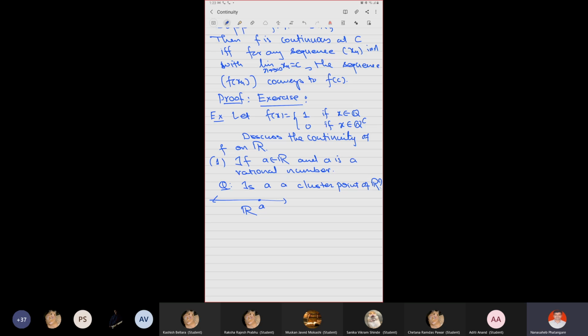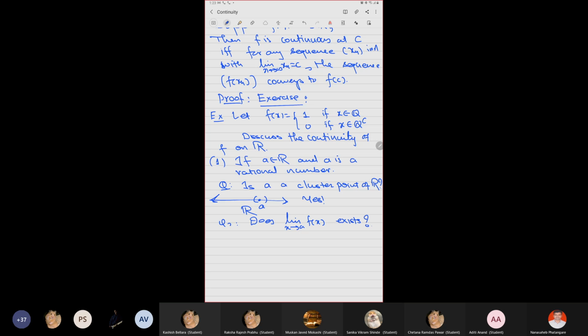Do you see the figure? I have drawn a figure. So a is a cluster point, right? Because if you draw any neighborhood around a, it overlaps with R. The answer is yes. And therefore, while talking about continuity, should we discuss the limit? So does the limit as x tends to a of f of x exist? Does this limit exist?